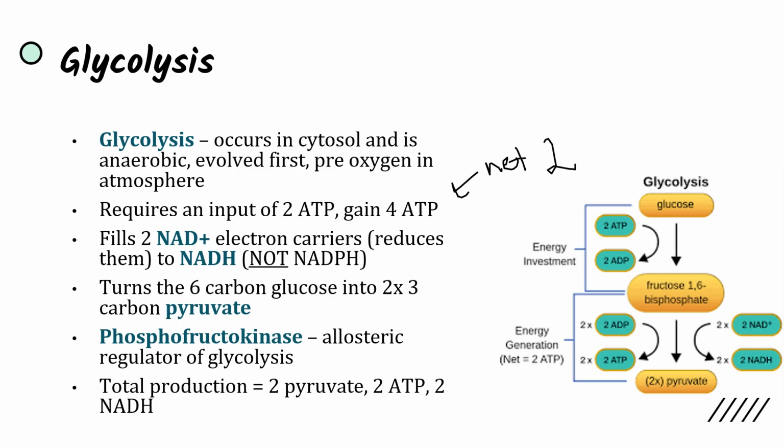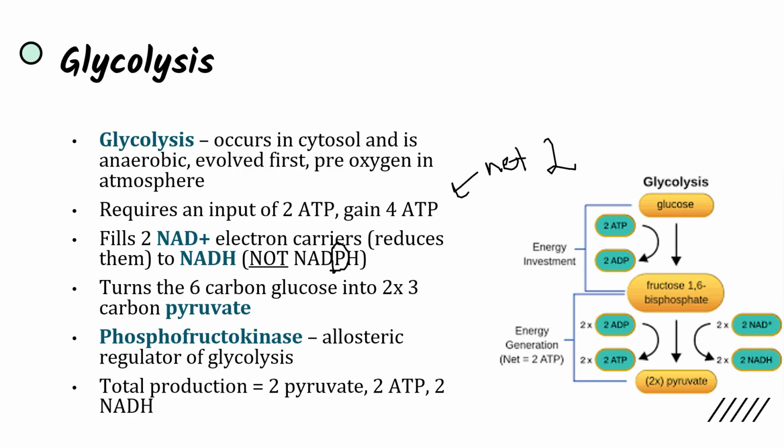Additionally, it fills 2 NAD+ electron carriers by reducing them, of course, adding electrons to make NADH. Now, it's important not to confuse this with NADPH, which is the electron carrier used in photosynthesis. Lastly, it's going to turn a 6-carbon glucose, because of course glucose has 6 carbons, C6H12O6, into 2 3-carbon pyruvate molecules.